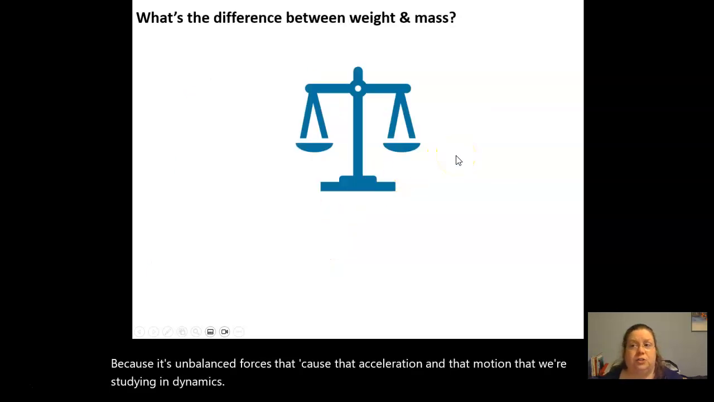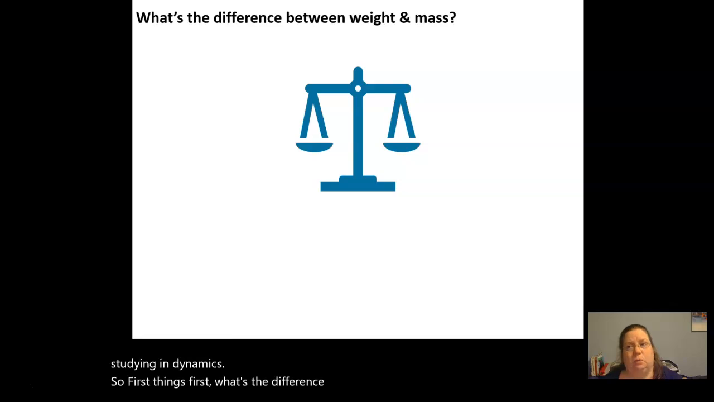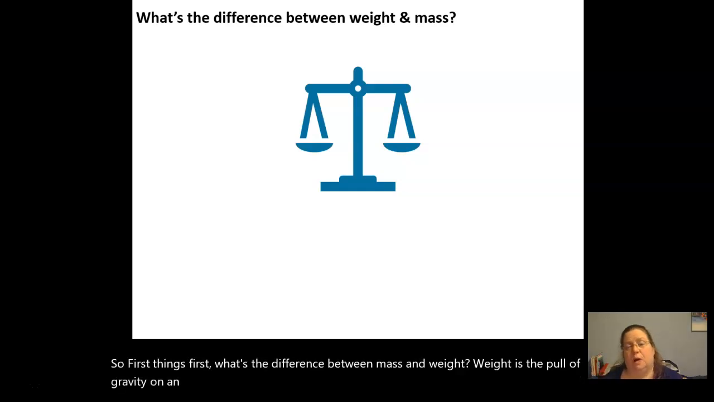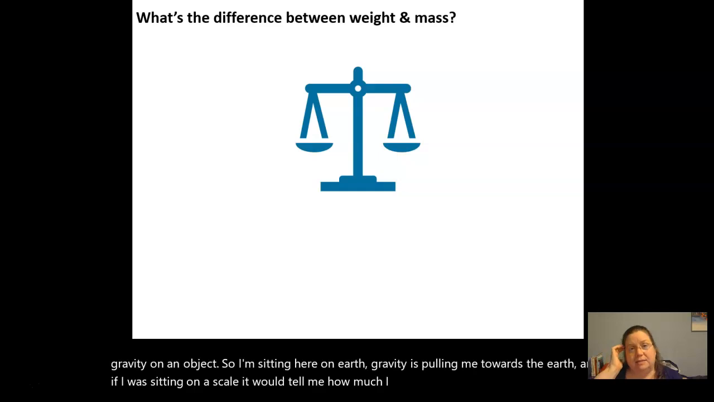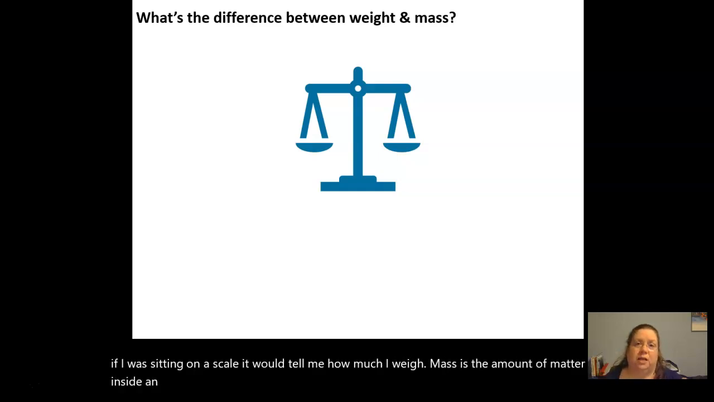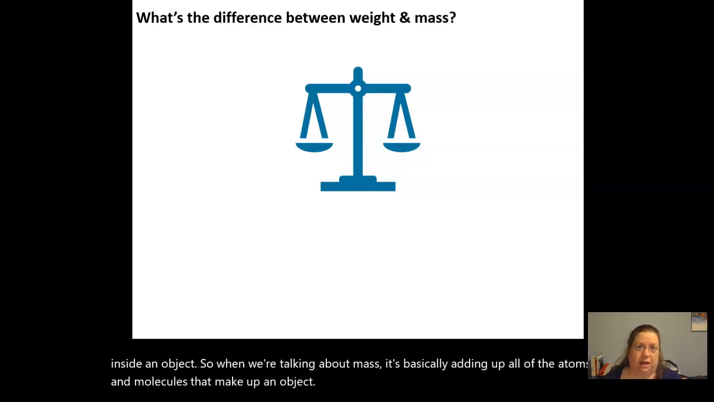So first things first, what's the difference between mass and weight? Weight is the pull of gravity on an object. So I'm sitting here on Earth, gravity is pulling me towards the Earth, and if I was sitting on a scale, it would tell me how much I weigh. Mass is the amount of matter inside an object. So when we're talking about mass, it's basically adding up all of the atoms and molecules that make up an object. It has nothing to do with gravity.